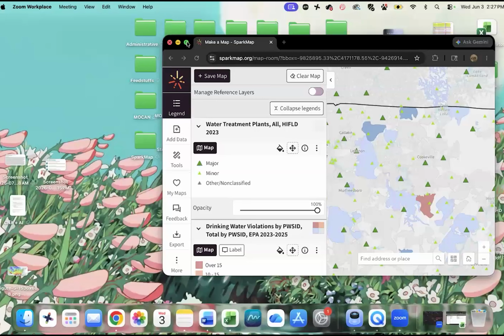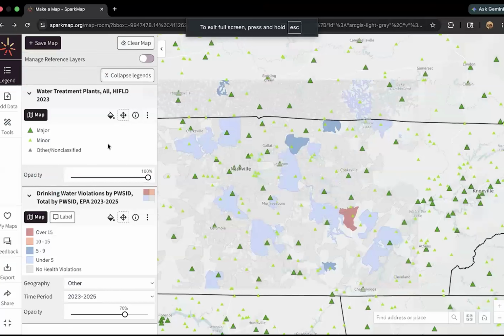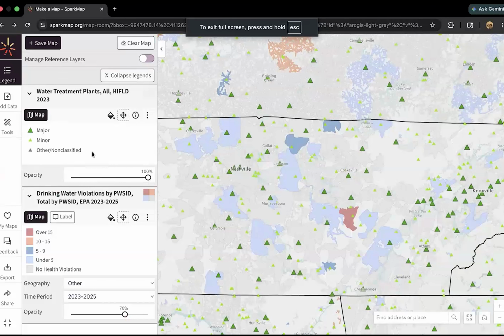Yes, thanks, Jamie. So I'm going to share my screen here, and like Jamie said, I'm going to take us back to the map room in SparkMap. And as you can see here, I have pulled up two of the layers that we were looking at earlier. We have our drinking water violations and our water treatment plants here.